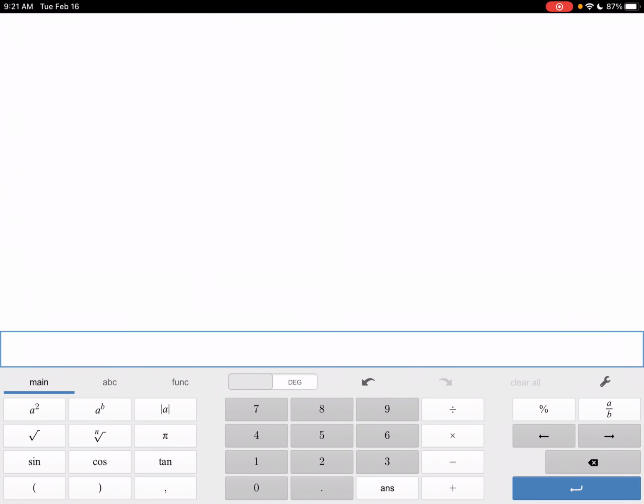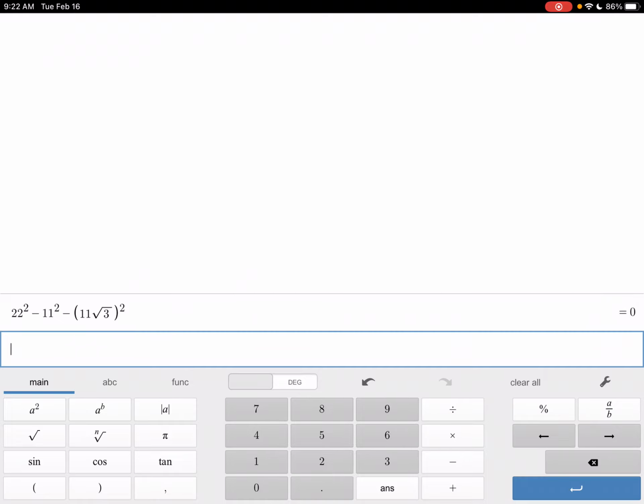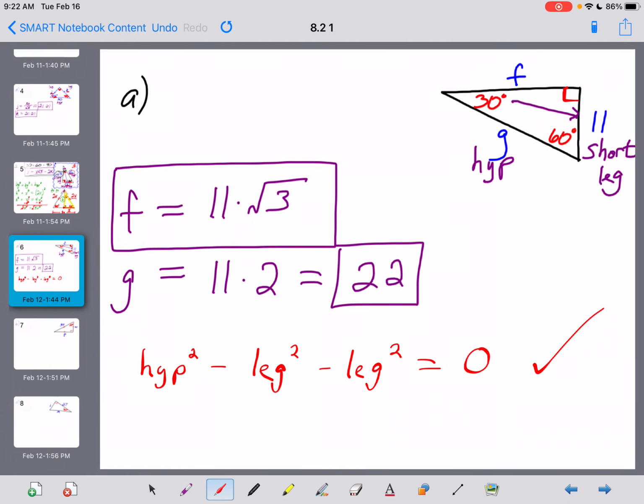All right. So my hypotenuse was 22 squared minus one of my legs, the shorter one, was 11 squared, and then minus, now here I need parentheses, the other leg was 11 times the square root of 3. I got to hit my right arrow to get out of that radical. I've got to close the parenthesis, and then I need to square that. And this time, it gave me the exact answer I was looking for of 0. Limitations of cheaper calculators, everybody. That one worked out. Okay, so that's example A.